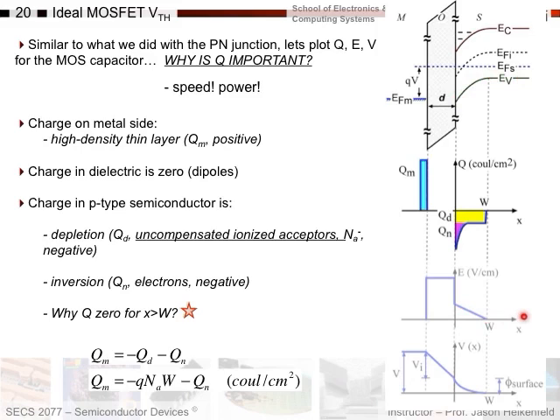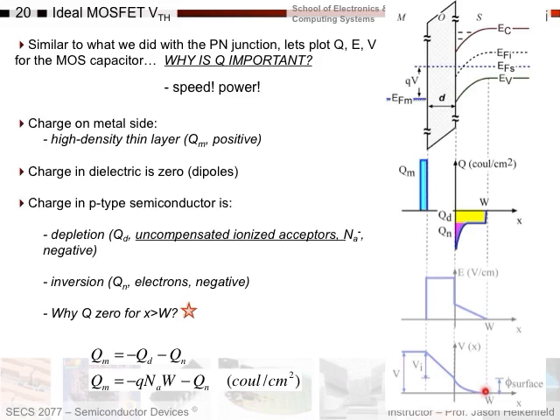So, out here, here's a question for you. Why is Q 0 when my position X is greater than the depletion width? Well, that's easy. I know I have a ton of holes here, but for every hole out here, I also have a boron atom. So the number of negative charges and positive charges cancel out. My net charge is 0. That's why we draw it this way. And again, here's my voltage drop here as well.